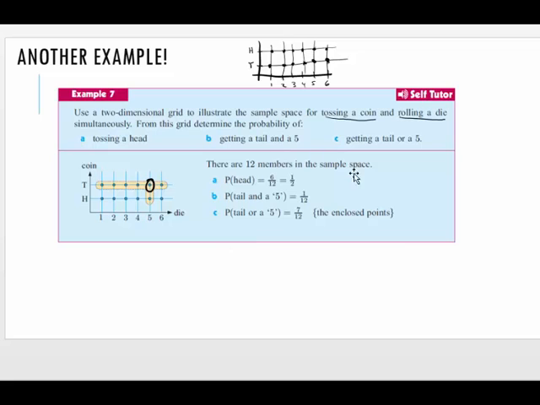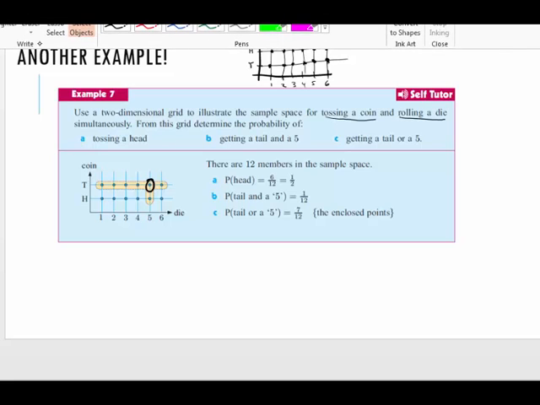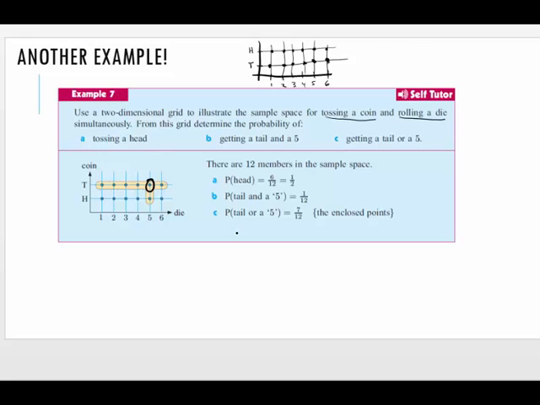Okay? The enclosed points, whatever that means. Okay, so we have all of the points right here. So if we were to write out the probabilities here, tail would be tail in 1, tail in 2, tail in 3, tail in 4, tail in 5, tail in 6, and then a head and a 5. Those would be our 7 different possibilities. This is example 7 in your book. Okay?